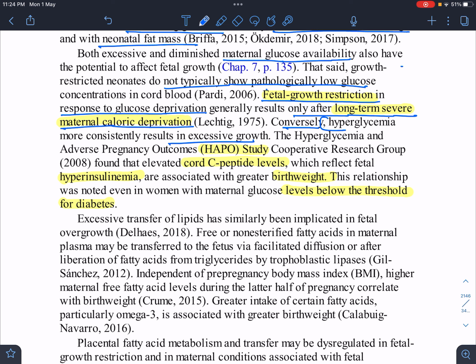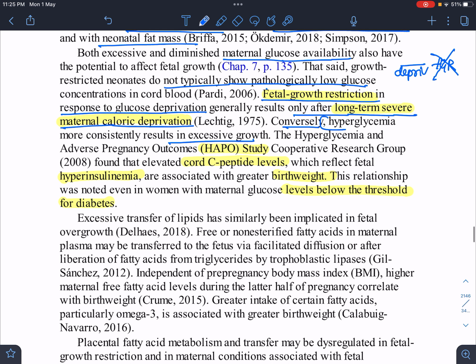So if maternal deprivation is there, FGR is unlikely to happen because the fetus will derive nutrition from the mother. But if there is hyperglycemia, in addition to the fetus's own ability to derive nutrition, the fetus will be big. So there might be excessive growth.